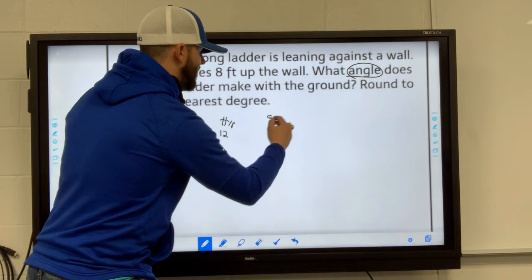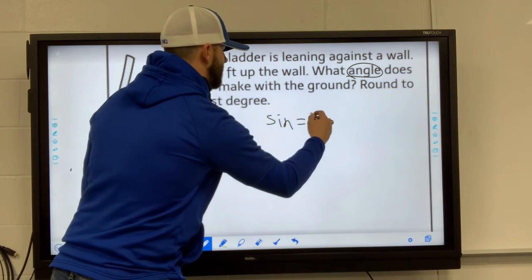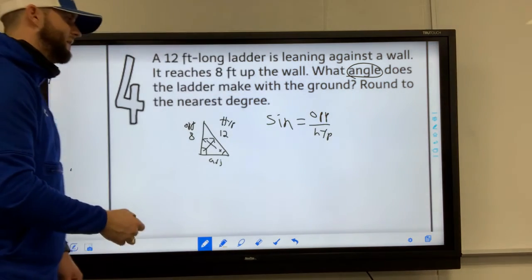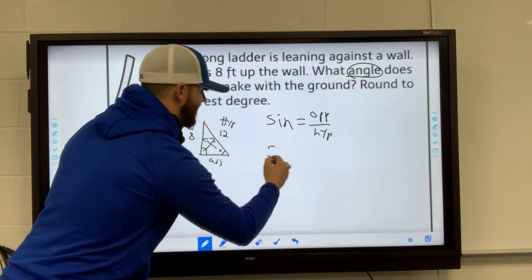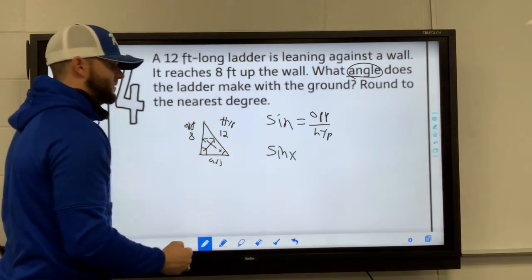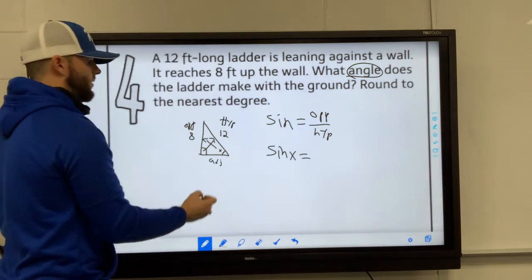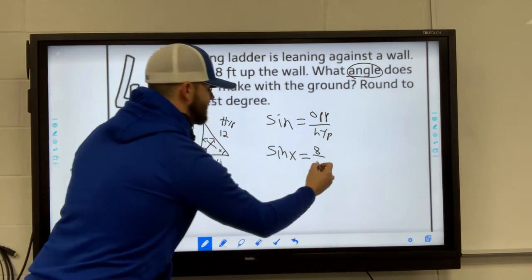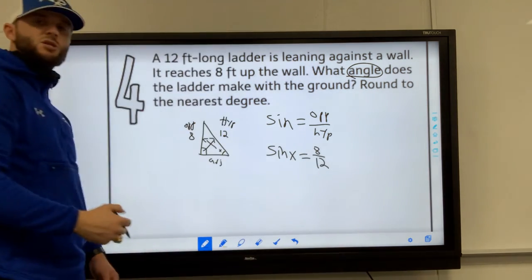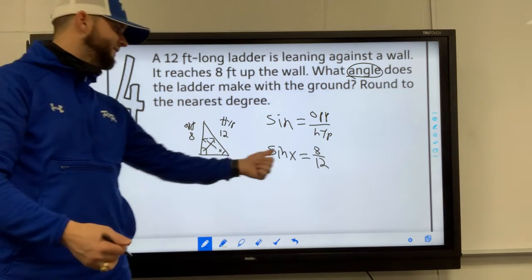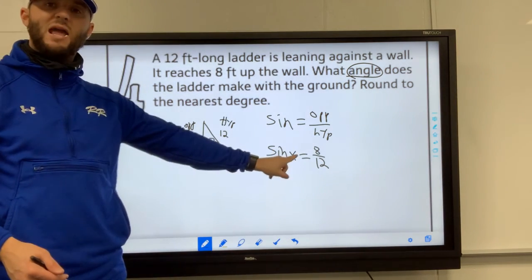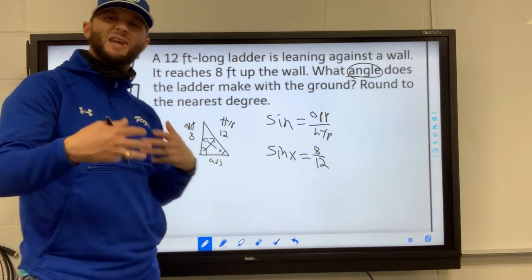So with that being said, I have my opposite side, I have my hypotenuse. Well, I know that the sine ratio is going to be opposite over hypotenuse. So now I am trying to find the sine of x is equal to my opposite side, which is 8, and my hypotenuse, which is 12. So ladies and gentlemen, anytime that you are trying to find what the angle is, so that's what x is right now, you're going to use something called inverse.